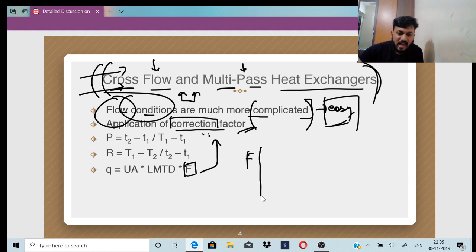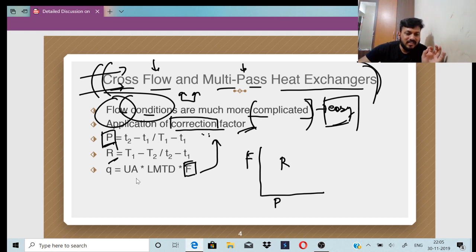So this will be the graph where F values are written on the x-axis. There will be P values written on the y-axis, and there will be R values which will be present in the graph. So basically in the GATE exams, they will give you either the P values or the R values, and you have to find out the F value, or else they will give the F value or R value, you have to find out the P value, then substitute to this equation and find out the heat exchanger rate.